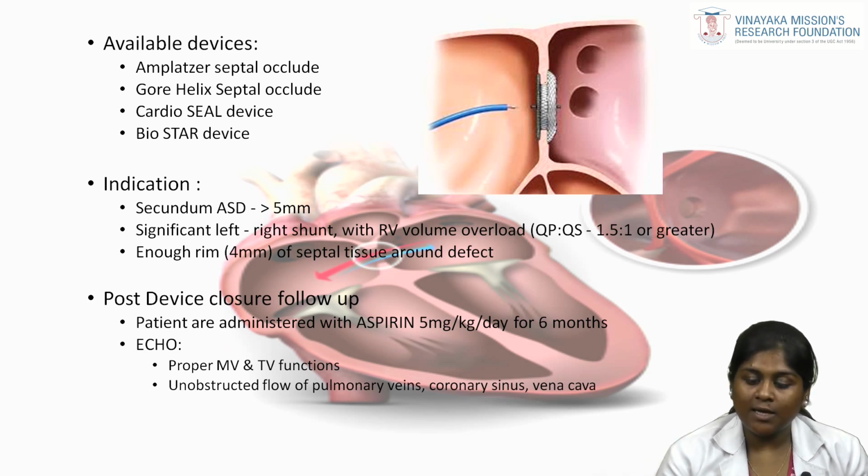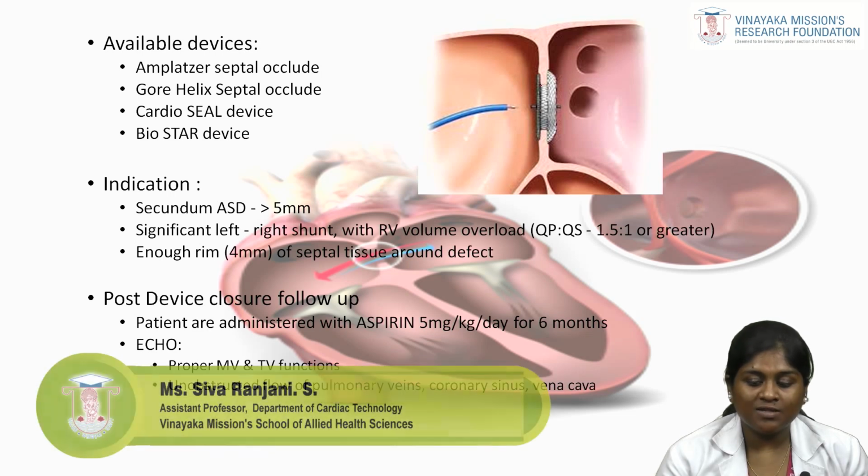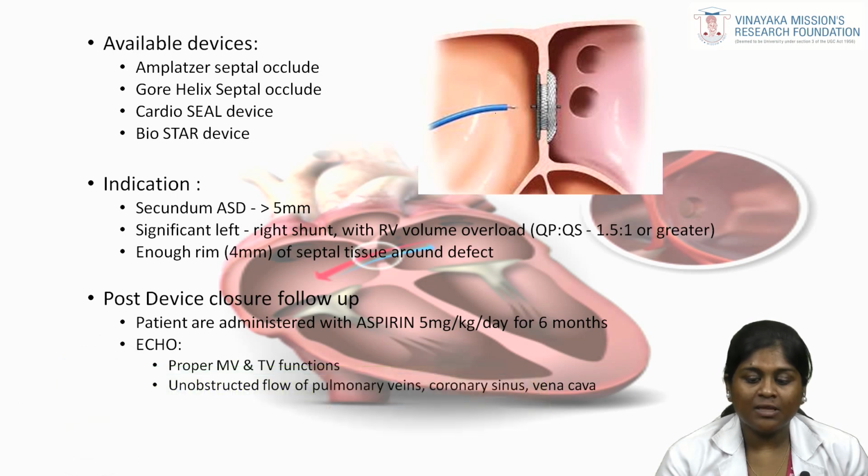So here we can see, before we place the device, a large opening is there. This is the left atrium and this is the right atrium. A large opening is present here. If the rims, both the upper rims and lower rims, are adequate and can hold the device, then only we prefer the intervention procedure, that is device closure.